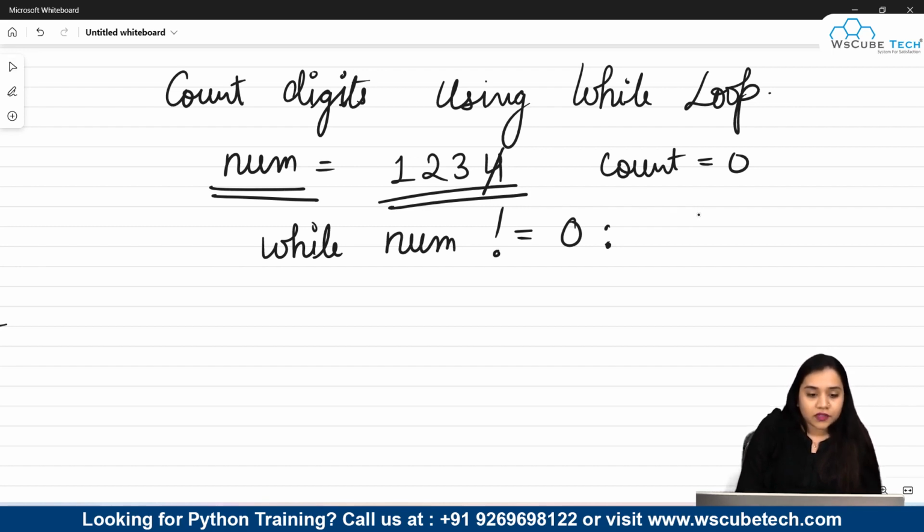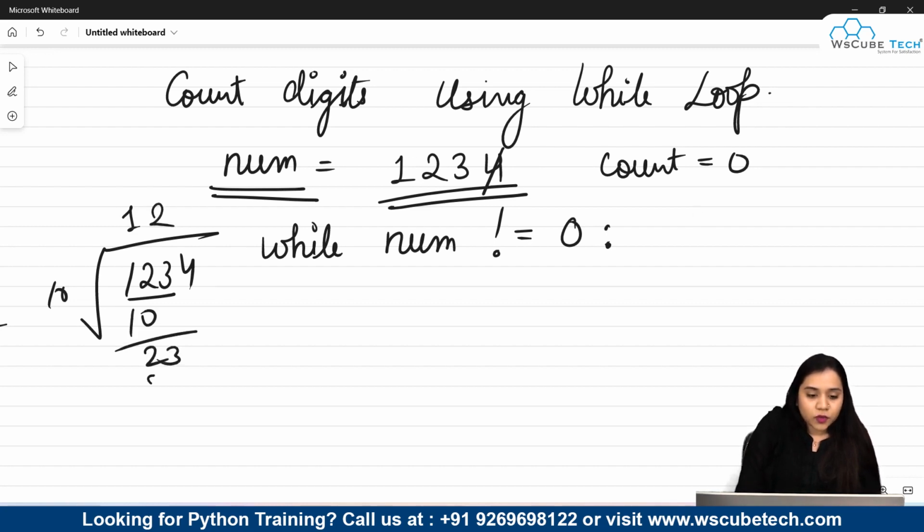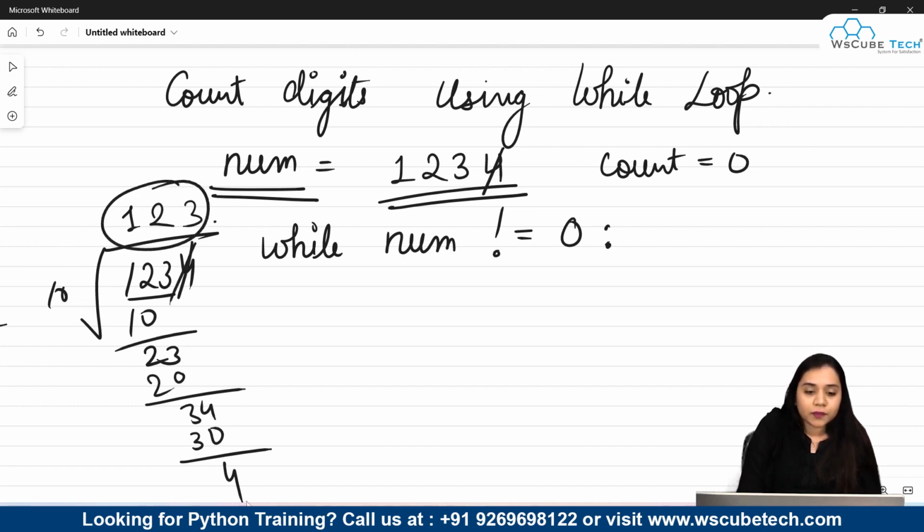The floor division method says that if I write 1, 2, 3, 4 and divide it by 10, the quotient would be 123. How is that possible? Let's have a look. 10 one time is 10, it would become 23. 10 two times is 20, it would become 34. 10 three times is 30, and the remainder is 4. After that, we don't take a decimal value, so we'll get 123 and the 4 will be removed.